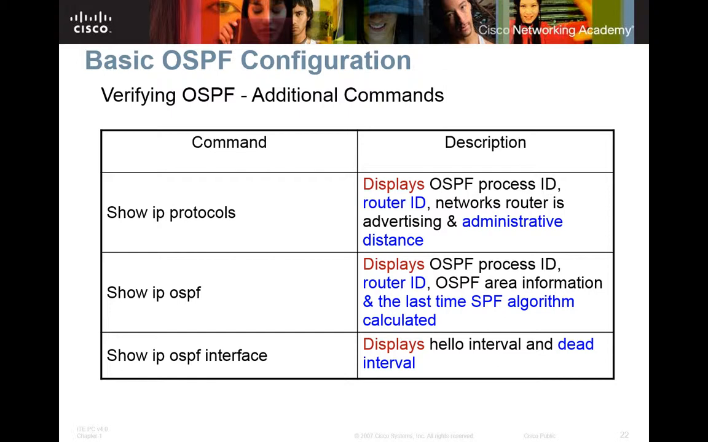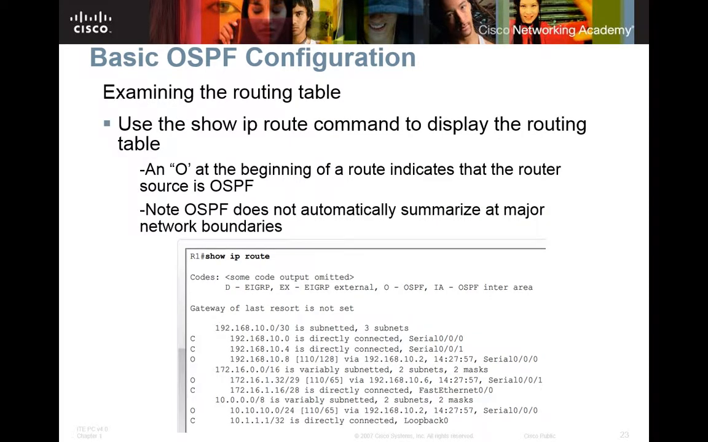Show IP protocols displays the OSPF process ID, router ID, networks, routing advertisements, and administrative distance. Show IP OSPF gives you pretty much the same information, except area information and the last time SPF was run. Then show IP OSPF interface will display the dead intervals. You can also go through show IP route and it gives you everything in the table, right?